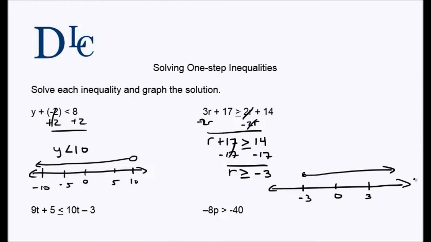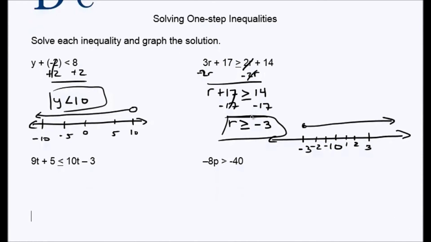So these are all my solutions, which means it could be a negative 2. It could be a negative 1. It could be 1, 2, 3, 4, 5, and so on, all the way to infinity. And those are all the numbers that when you plug into r, it would satisfy this inequality. Okay? So here's my solution for my first problem, and this is my solution for my second problem.